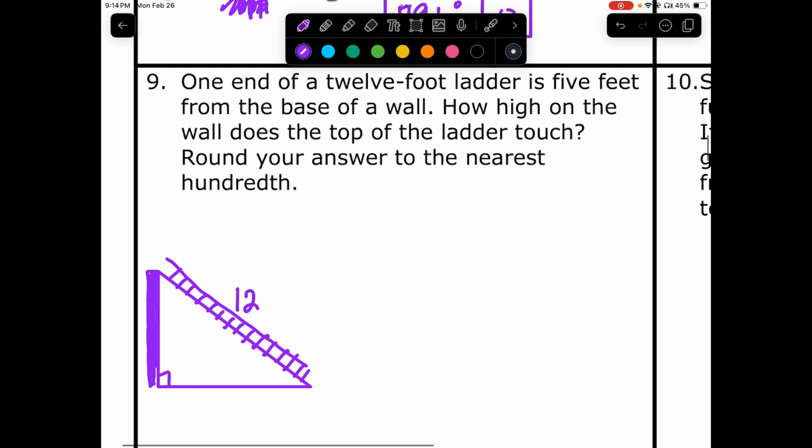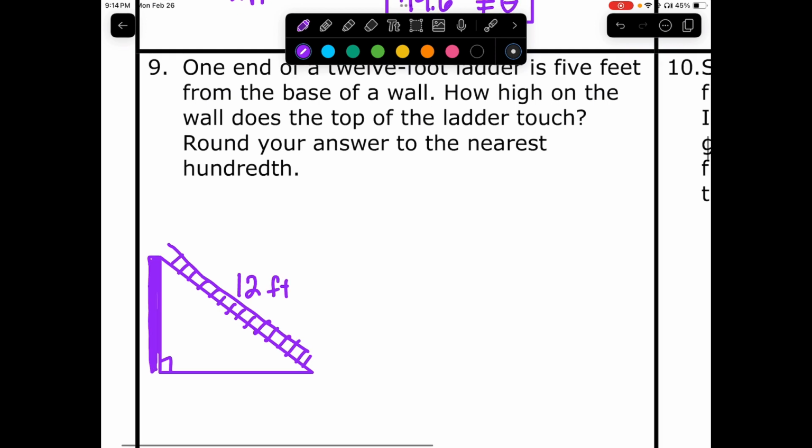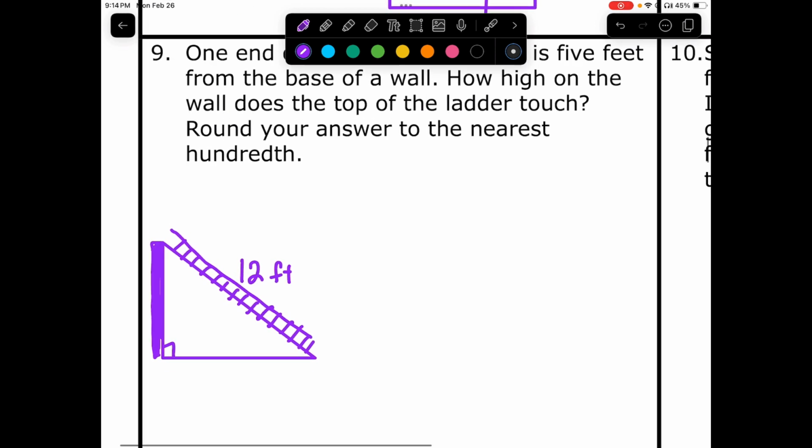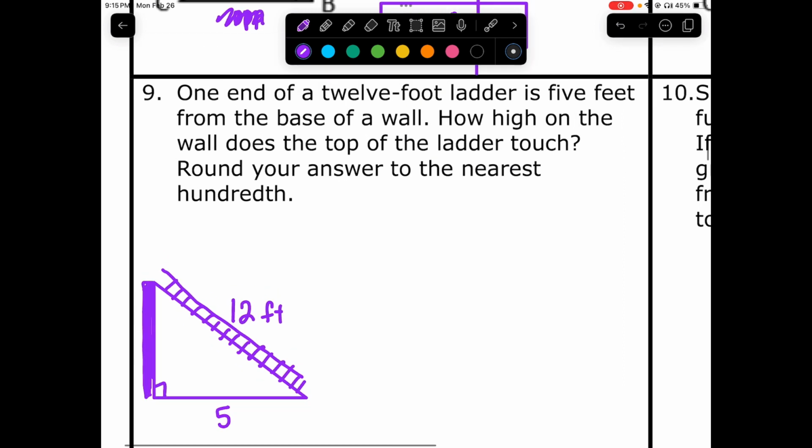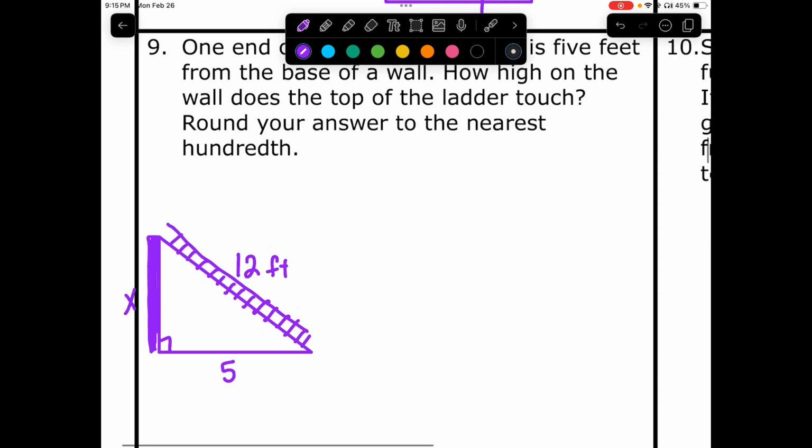Okay. And it says that it's a 12-foot ladder. So the ladder's 12 feet. And how high on the wall does the top of the ladder reach? Oh, 5 feet, my bad. 5 feet from the base of the wall. And then how high on the wall? So that means the height. That's what we're trying to figure out.